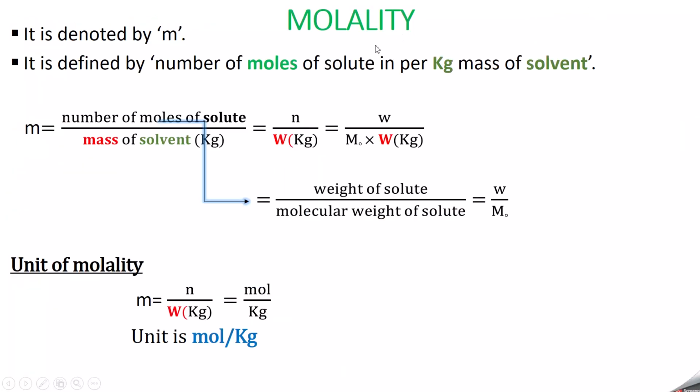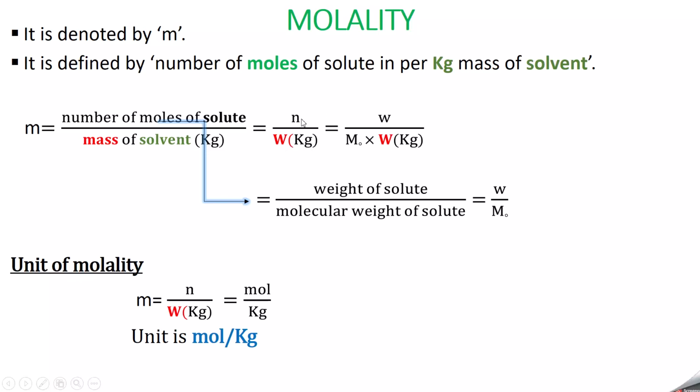Next we will go to molality. Molality is denoted by the letter small m. It is defined as the number of moles of solute per kg mass of solvent. This is very important, per kg mass of solvent. In earlier concentration terms we have solution and volume. Here you have per kg mass of solvent. So you can write m is equal to number of moles of solute divided by mass of the solvent in kilogram. Mass of the solvent here in kilogram. So you can write n by capital W in kilogram.